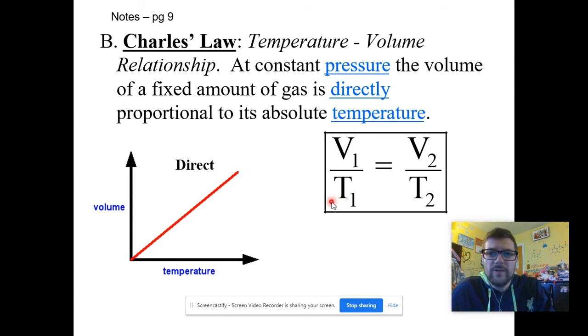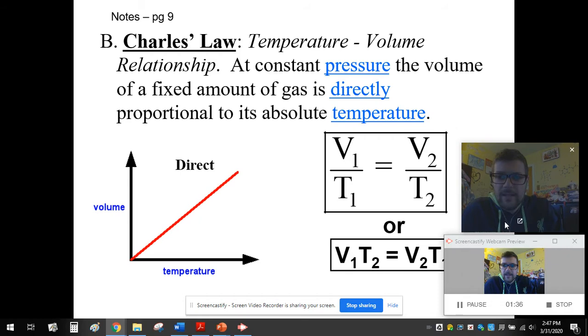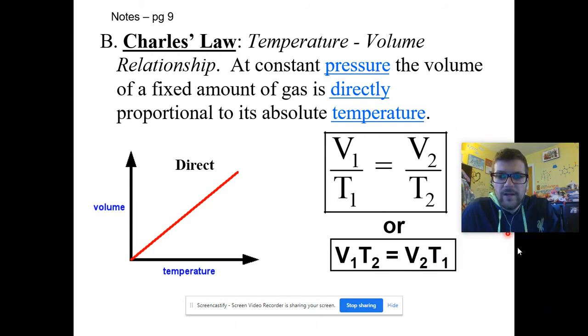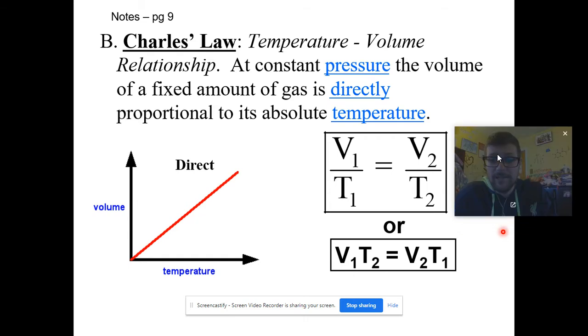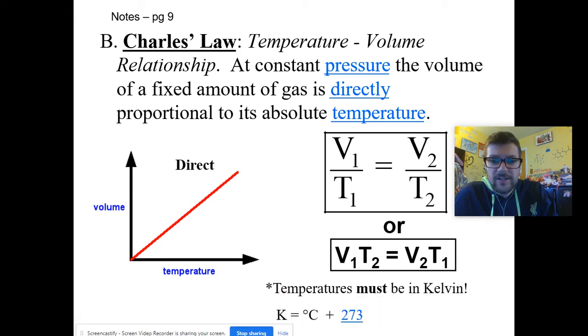You can also rearrange this equation by cross multiplying, and you can get V1 T2 equals V2 T1, which is much more complicated to say, but it works exactly the same. One more thing to consider here is that these temperatures must be in Kelvin. You have to convert all of these temperatures to Kelvin or this equation does not work. So make sure you are using Kelvin.